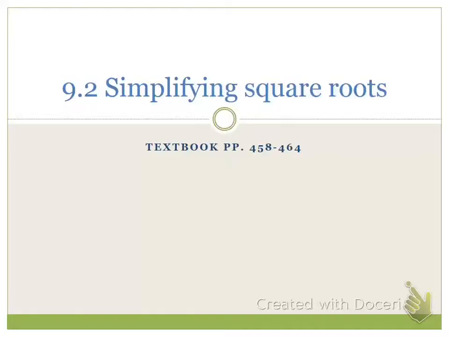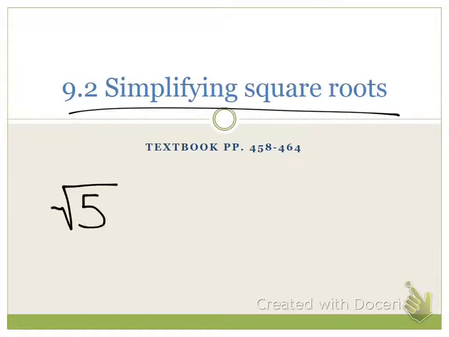Today we're in section 9.2, simplifying square roots. Okay, so this lesson goes right off of the lesson that we learned yesterday. Yesterday we were approximating square roots. Do you remember that? We were taking the square roots of numbers. Let's say like the square root of 50. You're going to see that in one of our examples.